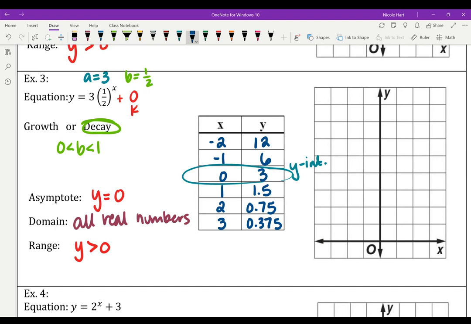I have -1, 6, 0, 3, 1, and 1.5, 2 3/4 as we go down. So get very close, and then we can create our line. Looking at this, we can, of course, see our horizontal asymptote is that y-axis again, which is y equals 0.